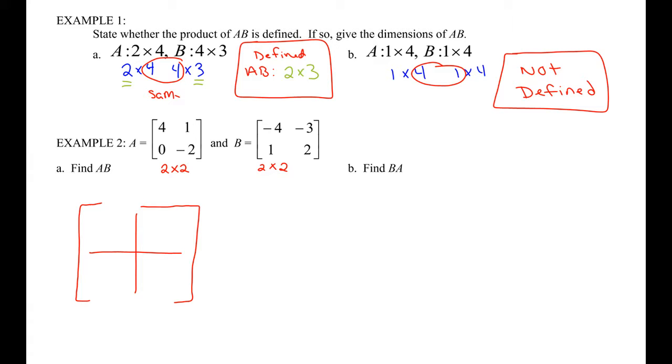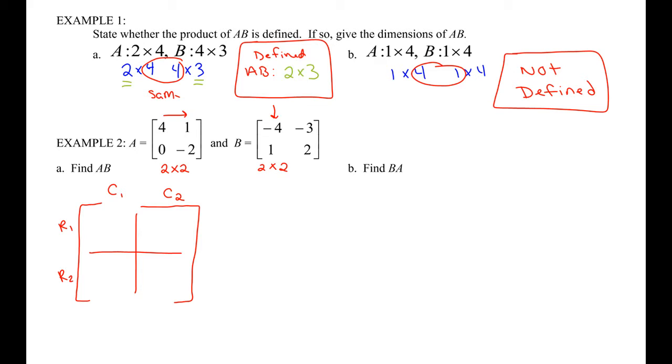And I can use these lines to help me keep them separate. So here's row 1 and row 2. This is going to be column 1 and column 2. So I'm going to be working across the first matrix and down the columns of the second matrix.